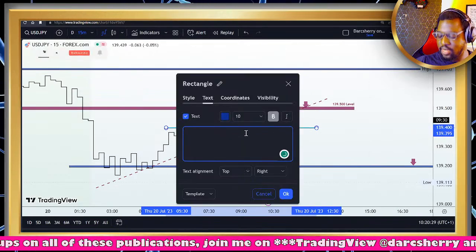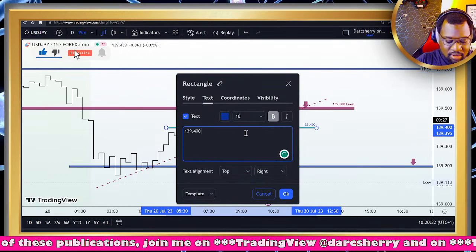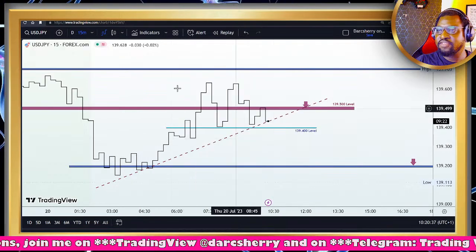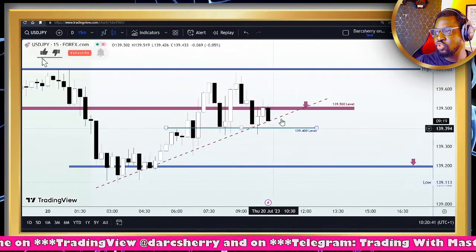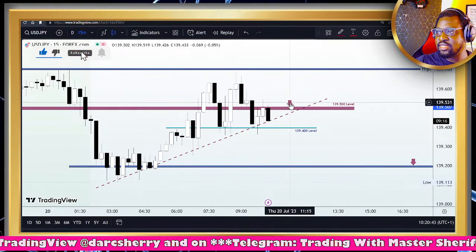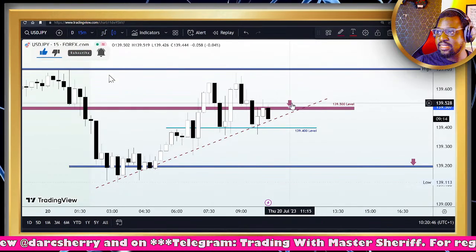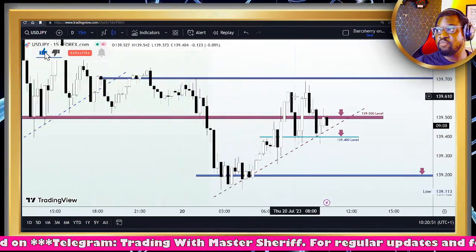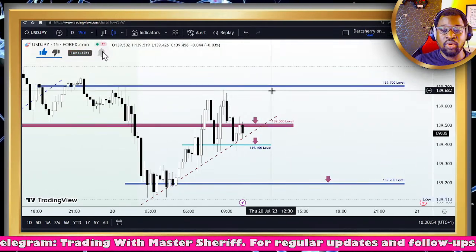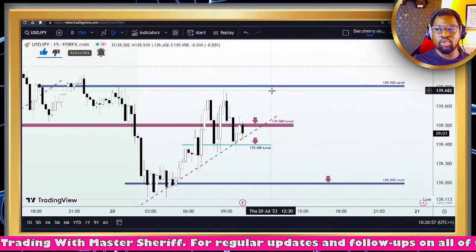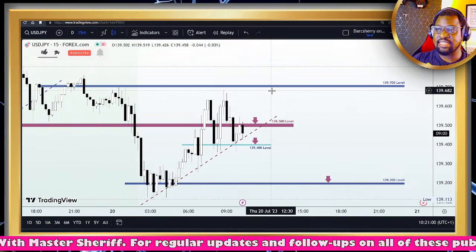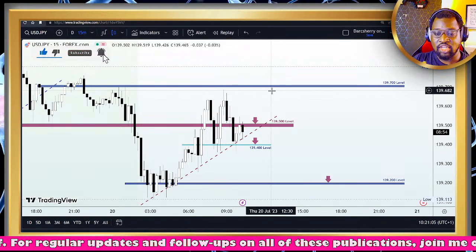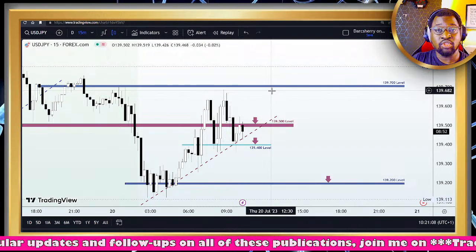So we have the 139.400 level marked out, and then we want to be seeing a breakdown of that structure to join a bearish move to the downside. So we are looking out for selling opportunities just right below this level. So this is how we are going to be selling the USDJPY today. But if price action goes on to break out of the 139.700, we definitely want to be looking out for buying opportunities. So this is how we are going to be capitalizing on any potential move on the USDJPY today, and it's on this note I want to call it a day.